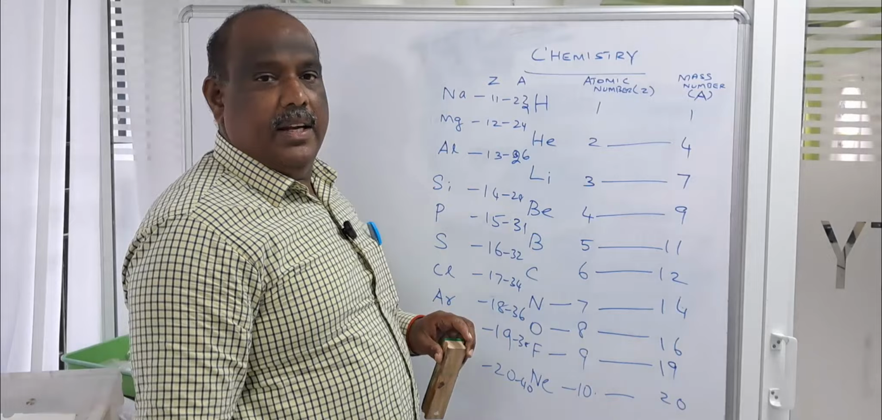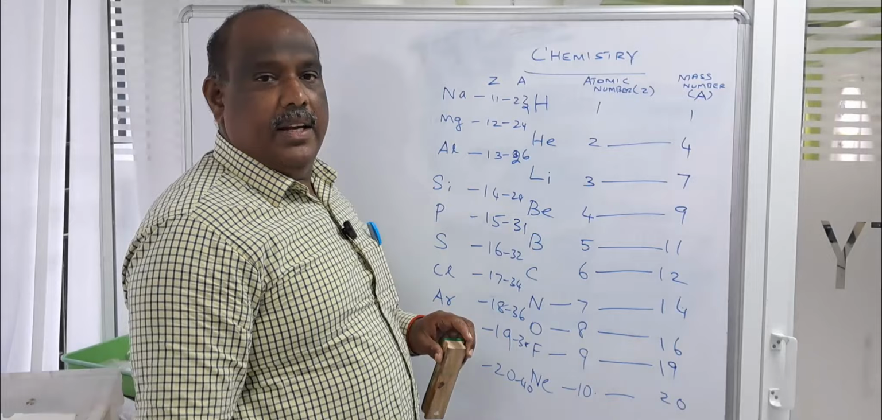So now you may be wondering what this person is talking about, what is atomic number? We have arranged as per the atomic number, so we'll try to find out what it is. We'll explore more about atomic number and mass number. Generally, the mass number will be twice the atomic number.